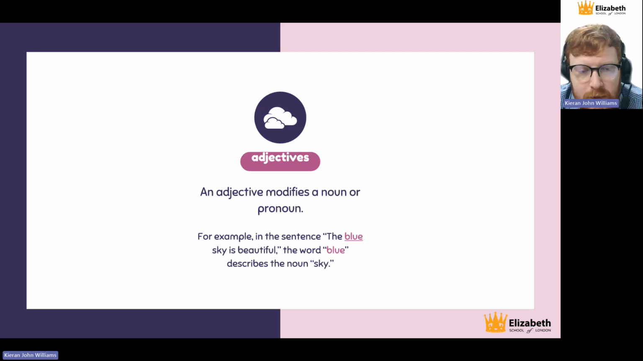Okay. So next we've got adjectives. Adjectives are what modify a noun or a pronoun. So it's also helpful to think of adjectives as describing a noun. We've got the example sentence, the blue sky is beautiful. Sky is the noun, but we're describing the sky. So blue would be an adjective. Also, interestingly, beautiful is an adjective, because the sky is blue and the sky is beautiful. They are descriptions of the sky, so they are adjectives.